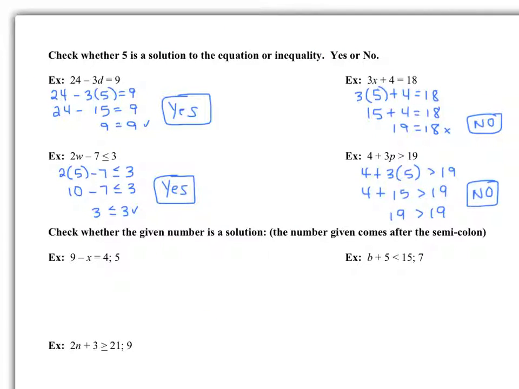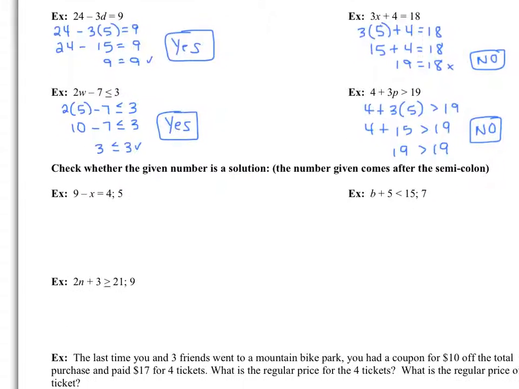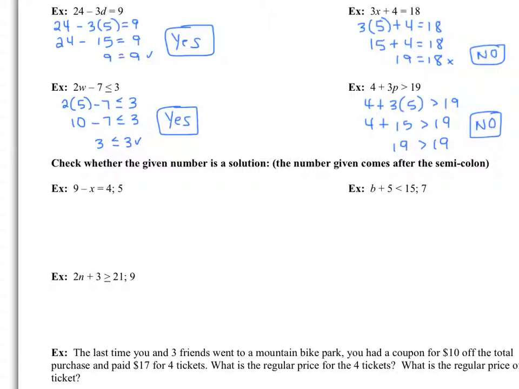Down here, there's 3 additional examples, very similar to what we've done, they just look a little bit different. So it says check whether the given number is a solution. So up here, they gave you the same number in all 4 problems. Here, they're giving you a different number each time, and the number that they're giving you to check comes after the semicolon. So here, your equation is 9 minus x equals 4, and you're checking the number 5. So it's as simple as before. You replace x with 5 and see if it works, which in this case it does, so you would say yes.